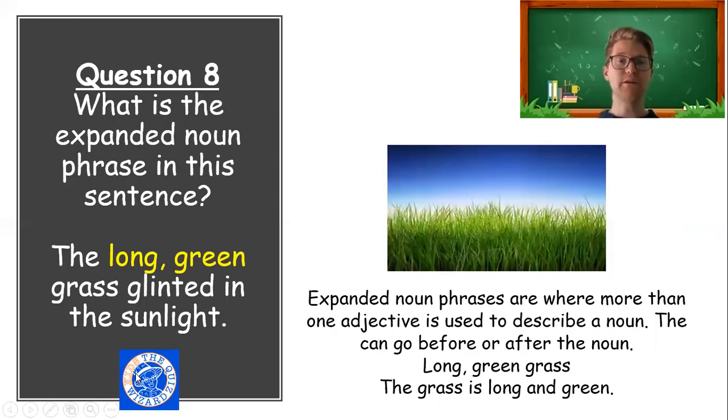Question eight. The expanded noun phrase, the long green grass glinted in the sunlight. It's long and green. So a noun phrase is just an adjective to describe a noun. An expanded noun phrase is where you've got more than one adjective to describe the noun. So they can go before or after the noun. So in this case, we've got it before and they're split by a comma.